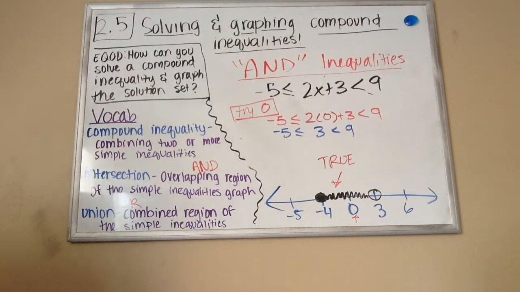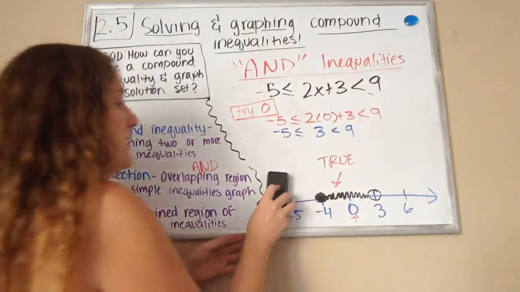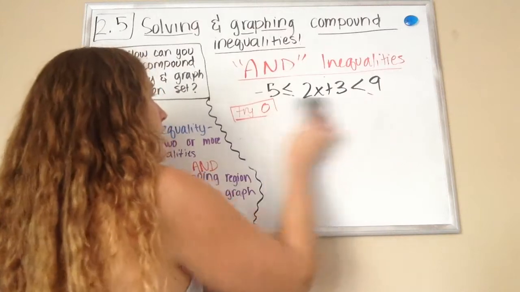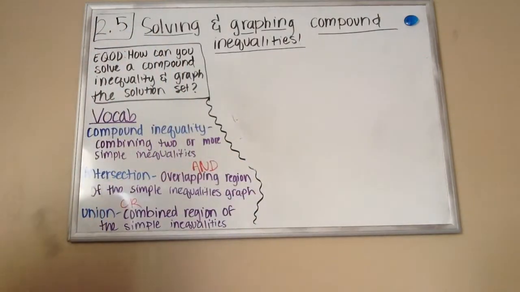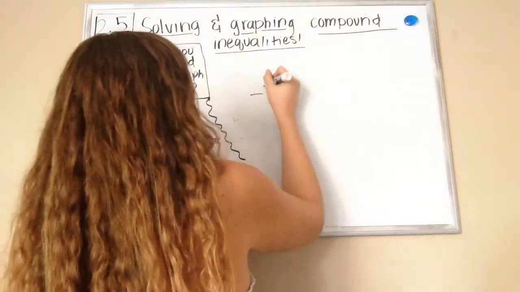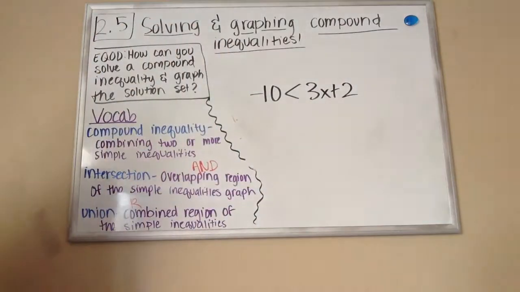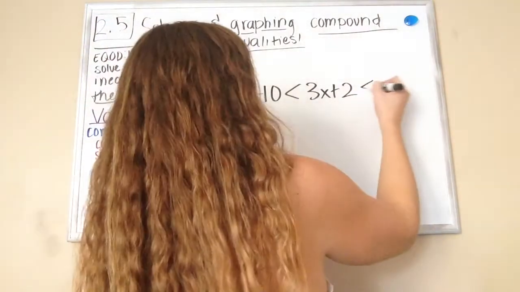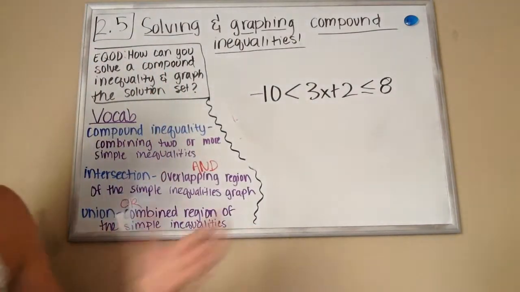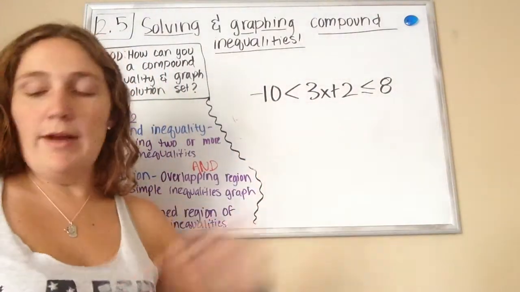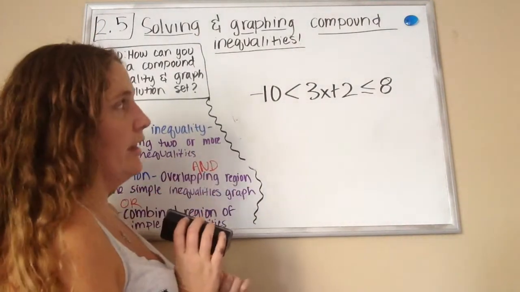So the one I want you guys to do is a complex one that looks like this. You're going to follow the same steps we just went through, and you're going to complete it on the left-hand side. It is going to be negative 10 is less than 3x plus 2 is less than or equal to 8. So you are solving it first, in two different processes, and then you are graphing it. So do this on the left-hand side. When you're done, go ahead and come on back.